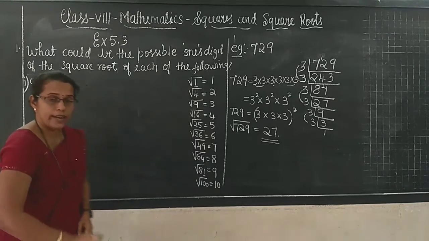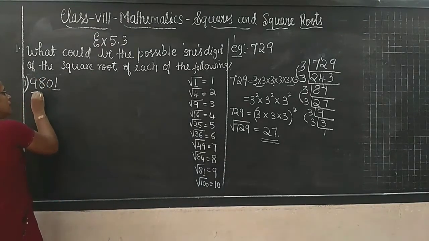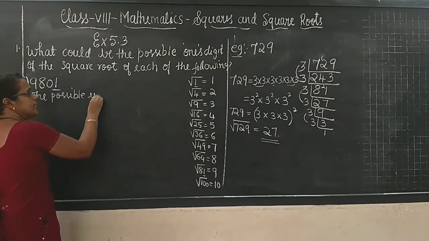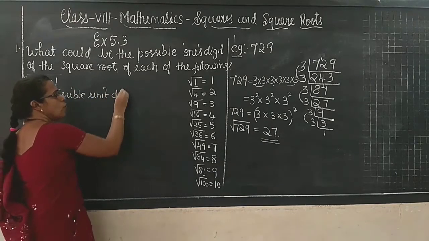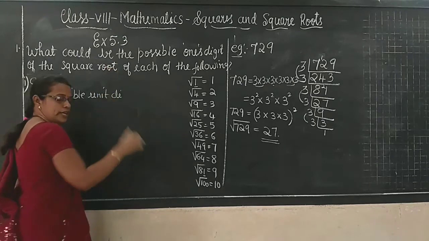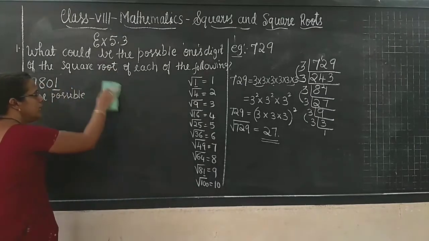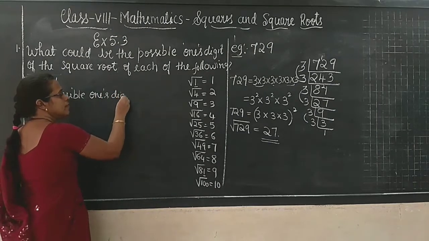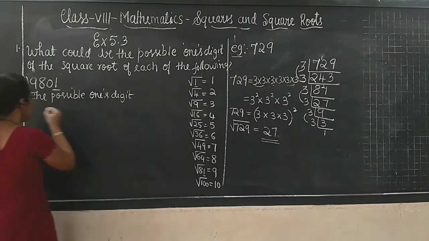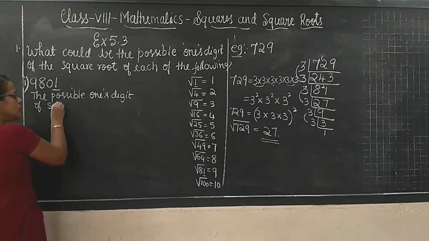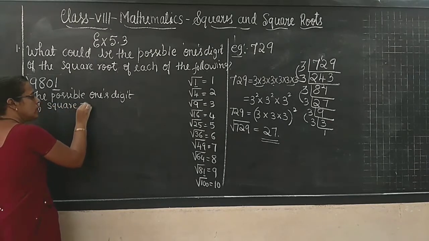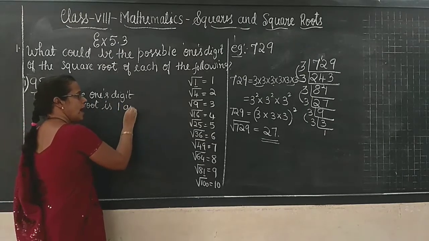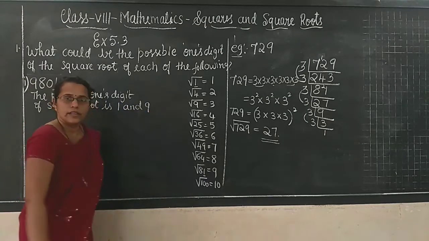Do you agree, children? So, can I write now? The possible unit digit or ones digit. If you want, unit digit plus ones digit, we have given. Okay. So the possible ones digit of the square root is 1 and 9. Yes, sir.